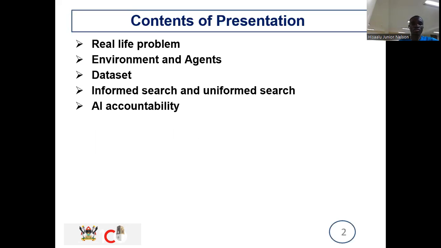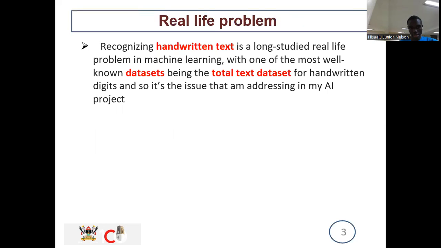So the contents of the presentation: there will be the real life problem, the environment and agents, data set, informed research and the uninformed research, then AI accountability. With the real life problem, as I've said, it's the handwritten text symbol recognition, whereby the data set I'm using is the Total Text data set, which I obtained from my Kaggle account.